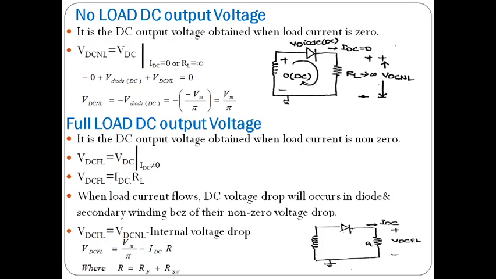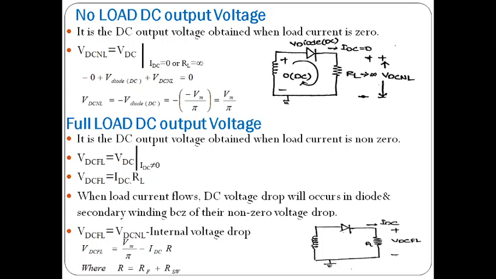But coming to practical, when load current flows in this circuit, there is a DC voltage drop across the diode as well as the secondary winding because of their internal resistance. Here I mentioned it as a voltage drop, but you may consider it as an internal resistance. So VDC FL is less than VDC NL. That means the voltage at the output when there is a load is VDC NL minus the internal voltage drop.